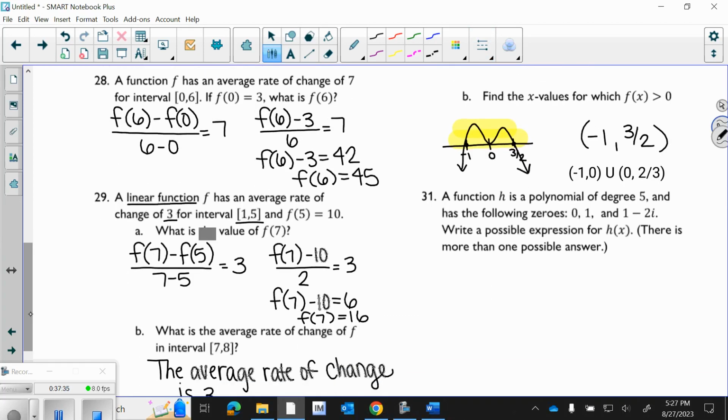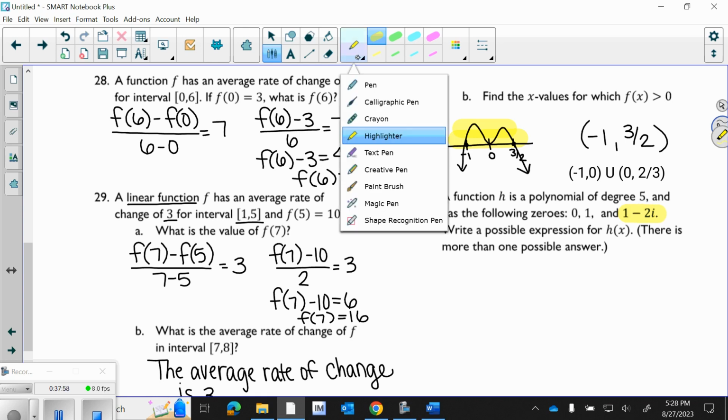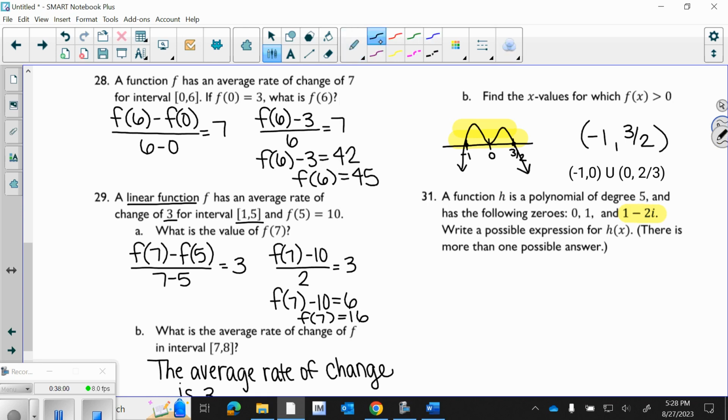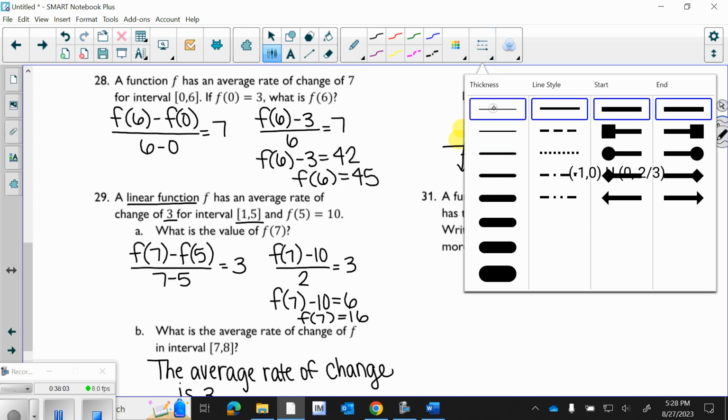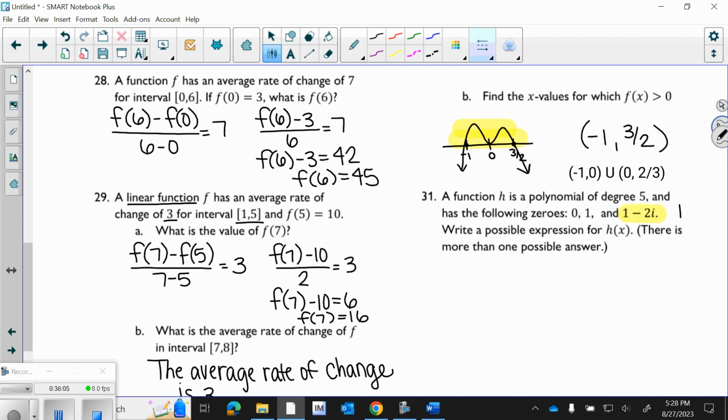All right, 31. A function h is a polynomial of degree 5 and has the following zeros: 0, 1, and 1 minus 2i. So the first thing I definitely want to point out to you is to remember that anytime they give you an imaginary number or a radical, they always come in pairs. So even though they did not list it, we automatically know that we have another 0, and it is 1 plus 2i.